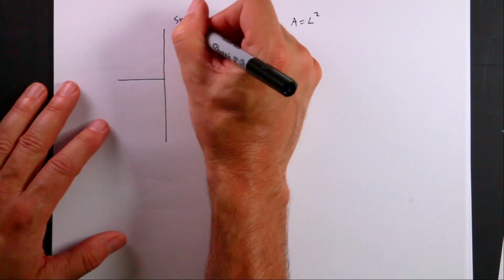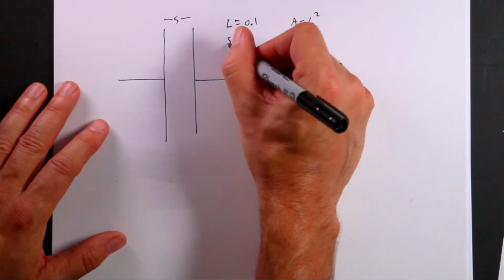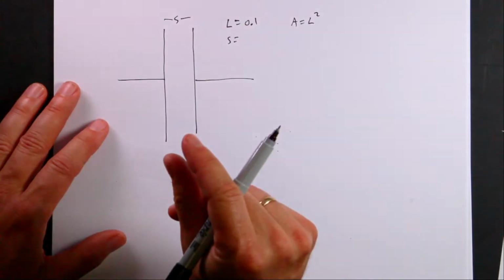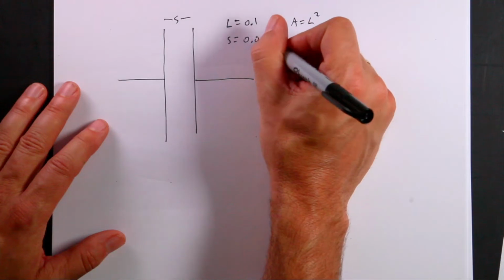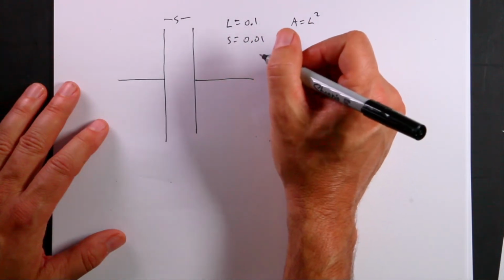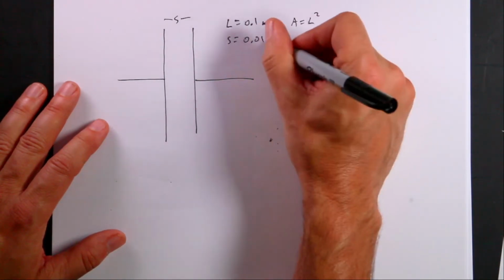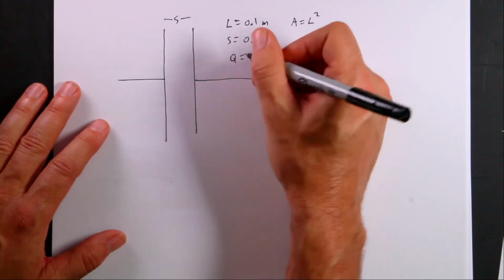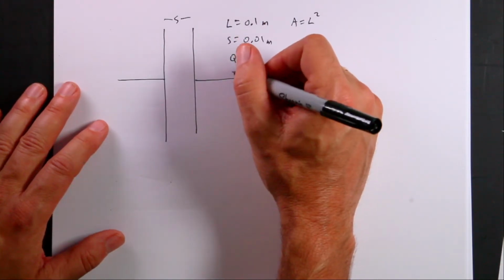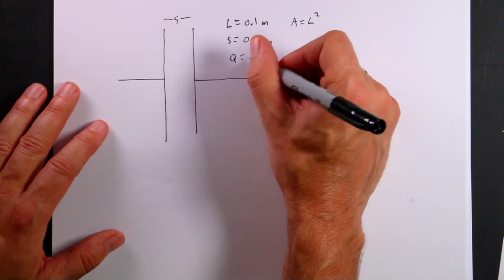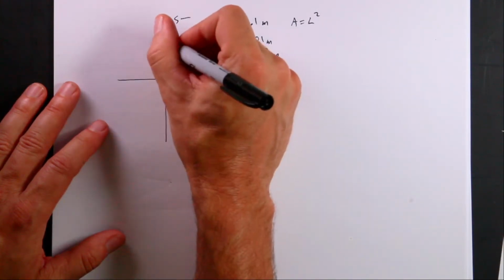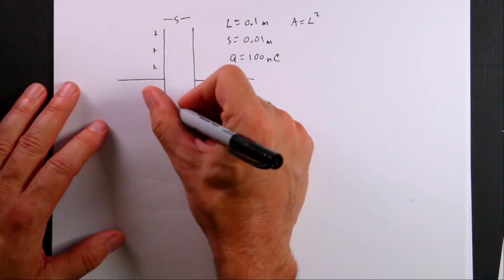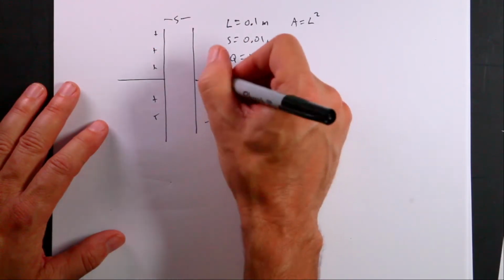And then this distance S between them, let's try a centimeter. I think that might work. And then how much charge do I put on there? Let's say 100 nanocoulombs. I'm just making up stuff here. So that's going to be the plus on this side, 100 nanocoulombs, and the minus on this side.